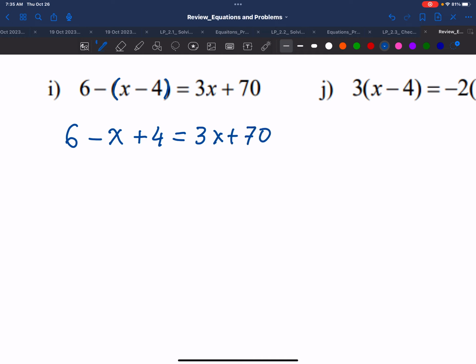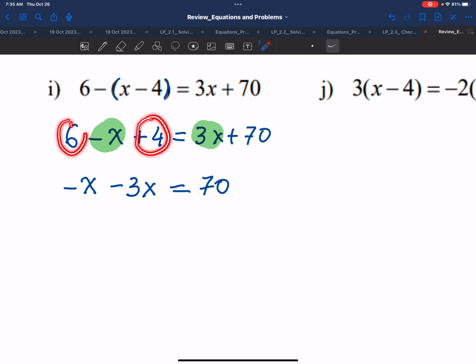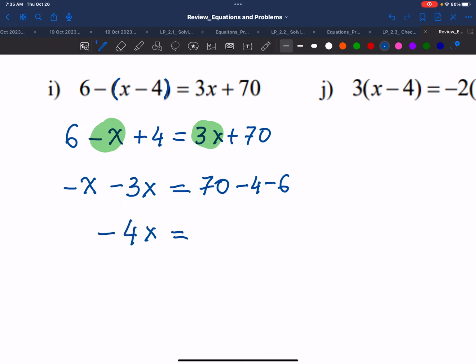Now, variable terms will sit on the left side of the equation, which means that negative x is already on the left side, so it stays as is, but 3x is transferred from right to left, which means that it becomes negative 3x. So that would equal 70. And we have number 4 and 6 together. So we're going to subtract 4 and 6 from the right side. Negative x minus 3x, negative 4x. And 70 minus 4 minus 6 equals 60.